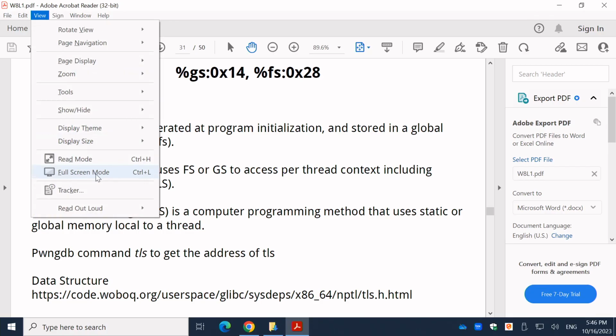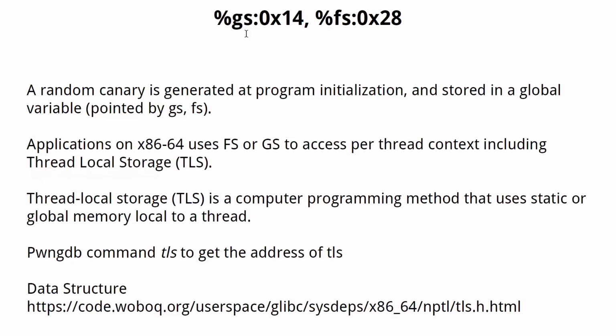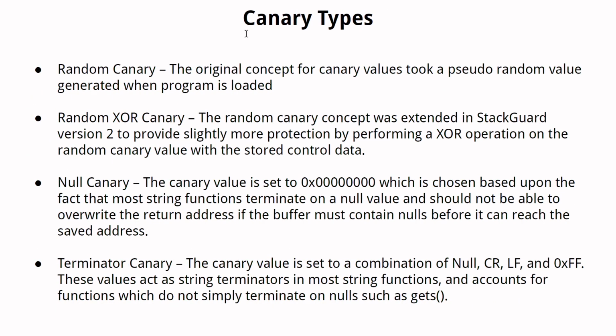So at this address, GS plus 14 or FS plus 28, this is actually where Linux puts something called the thread local storage, TLS, for its processes. That's where this is stored. There are many different canaries, and the best one is random. Just put 4 bytes or 8 bytes of random number there.